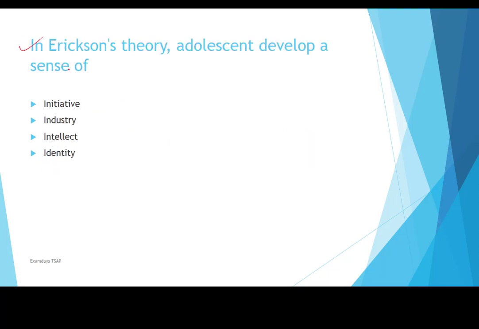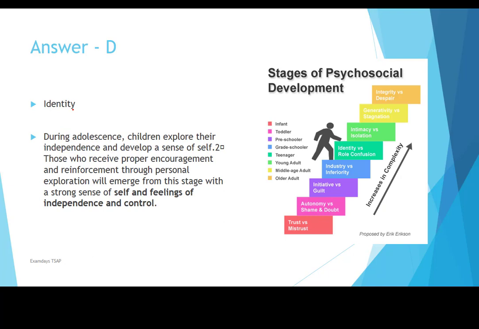Moving on to the next question. In Erikson's theory, adolescents develop a sense of A. Initiative, B. Industry, C. Intellect, D. Identity. The correct answer is going to be option D, identity.